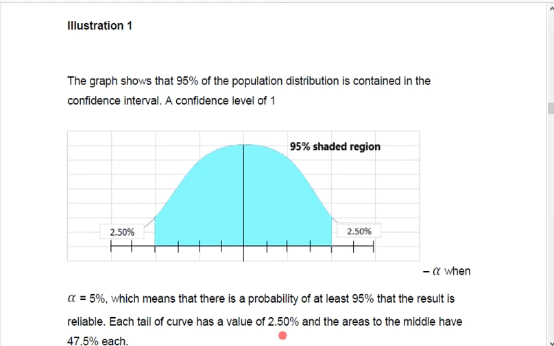Let us have this illustration. The graph shows that 95% of the population distribution is contained in the confidence interval. A confidence level of, hindi siya 1, which is 95%. Yung 1 natin is the total area of the curve, under the curve. So, lahat ng included dito sa curve, kasama yung tail. Okay, may tail yan dito. Kasama yung tail, lahat ng area na pasok dito sa curve is equal to 1.